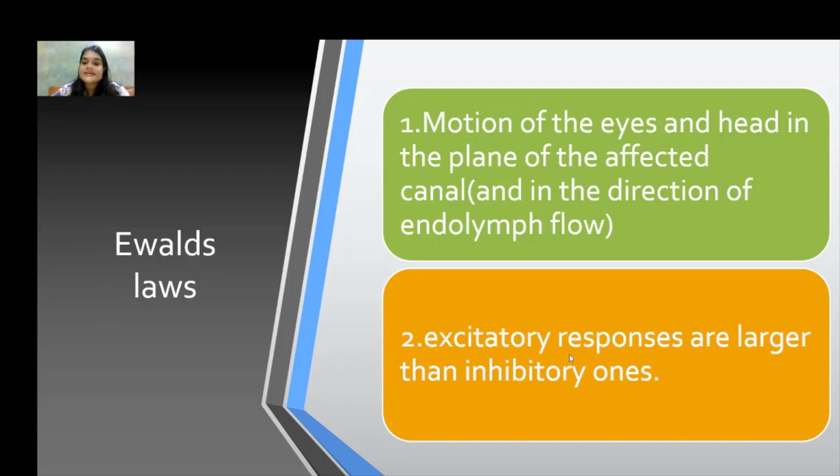Ewald's second law is that excitatory responses are larger than inhibitory ones because of the resting discharge rate. That is Ewald's second law.